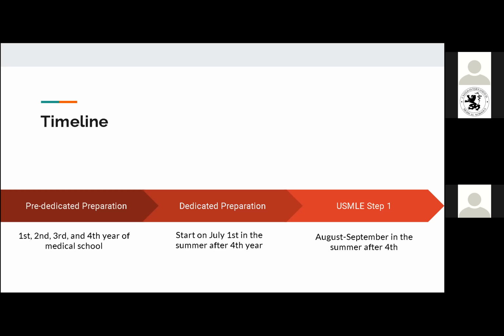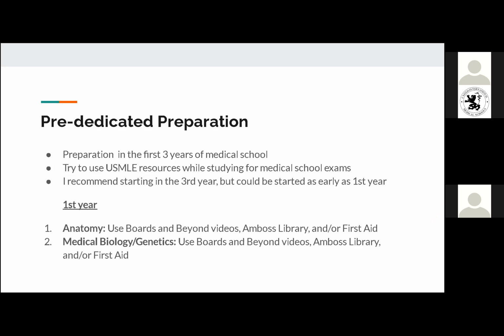My recommendation is to start around July 1st in fourth year, so after your fourth year. This is for people in second faculty. It might be a bit different for people in third faculty, but for second, and I think first faculty as well. I'm not sure about the other faculties in Czech Republic, but my recommendation in general is to start your dedicated preparation in the summer of your fourth year. Do the exam, the USMLE Step 1, in August or September of fourth year. I'll tell you in a bit how long it should be exactly and all that.